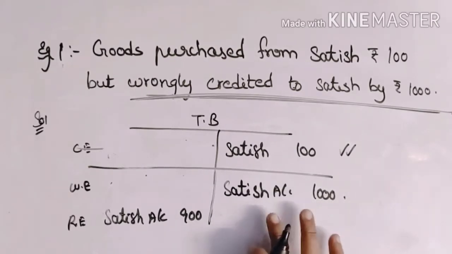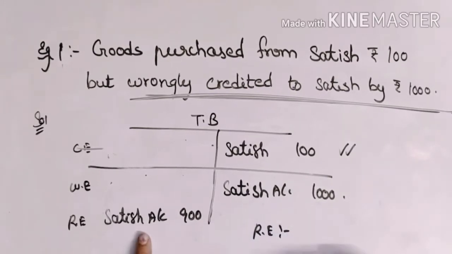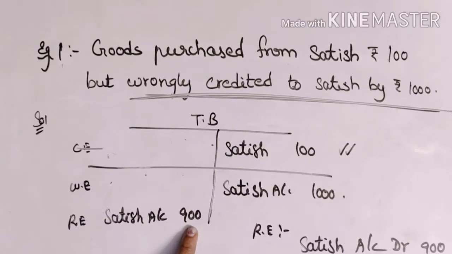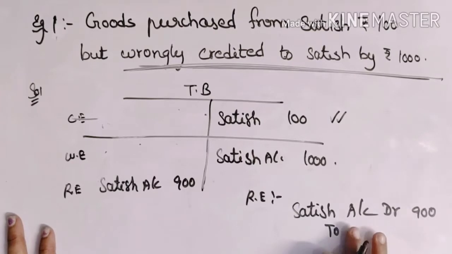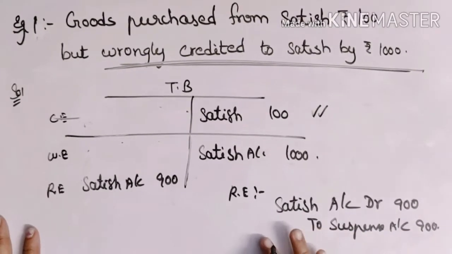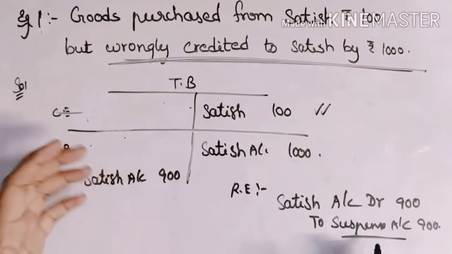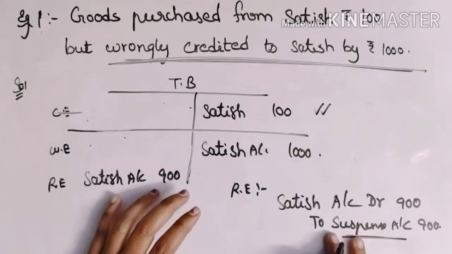So now what will be the rectification entry? See, Satish account must be debited, right? So Satish account debit 900 rupees. See, in the credit side there is no account that can be written here. So simply use the suspense account. Suspense account 900 rupees. So this is the rectification entry. Although this suspense account should not be used every time, I will mention where to use and where not to use. As of now, use the suspense account when there is no account to fill the entry.